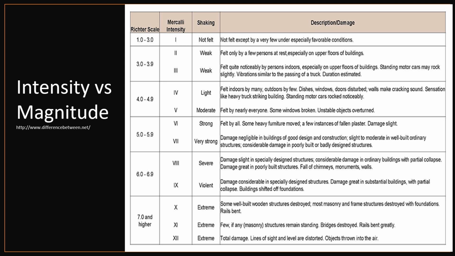Now, if we try to read this table, say for example, intensity 1 usually has magnitude of 1 to 3. What would be the description? So, not felt except by few, very few, under special favorable conditions. So, intensity 2 and 3 is categorized as weak, which has magnitude 3 to 3.9.